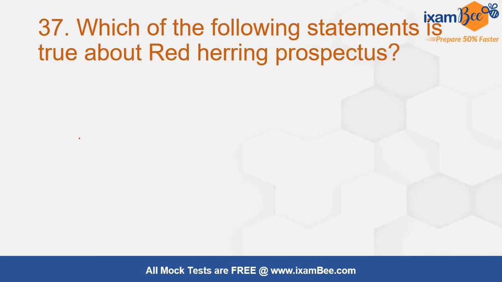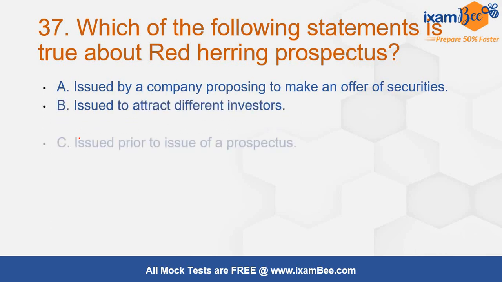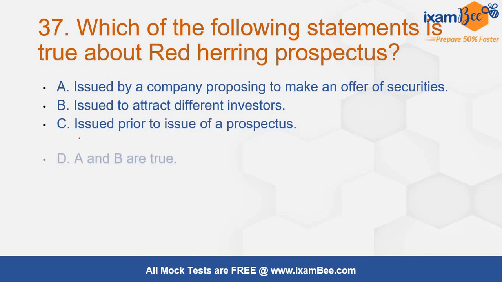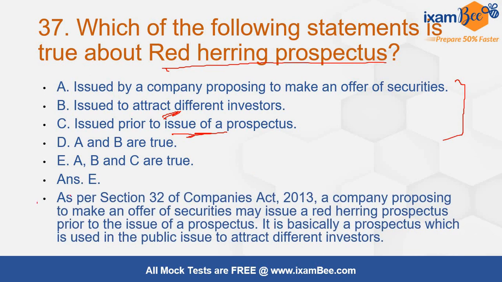Which of the following statements is true about red herring prospectus? Red herring prospectus is issued by a company proposing to make an offer of securities, issued to attract different investors, issued prior to issue of a prospectus. Both A and B are true. All of the above are true, A, B and C. Now red herring prospectus, we all know it is a very questioned area from company law. So the answer is all are true. It can be issued by a company proposing to make an offer of securities. What is the objective? To attract different investors, and it has to be issued prior to issue of prospectus. So we know all these three things are true about red herring prospectus. Section 32 of the Companies Act deals with the issue of red herring prospectus.